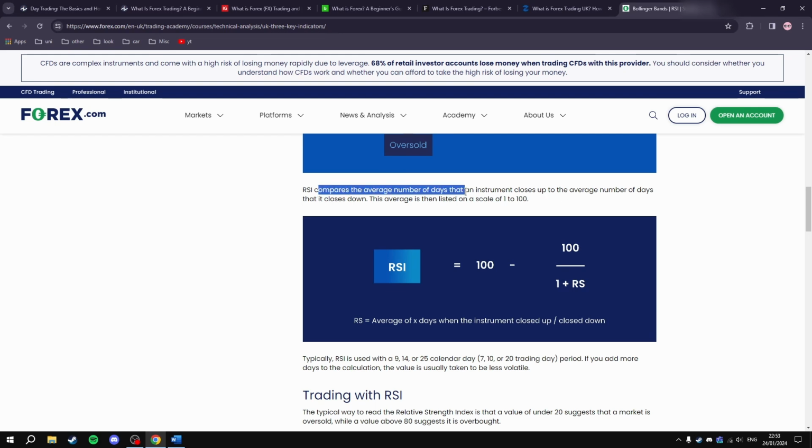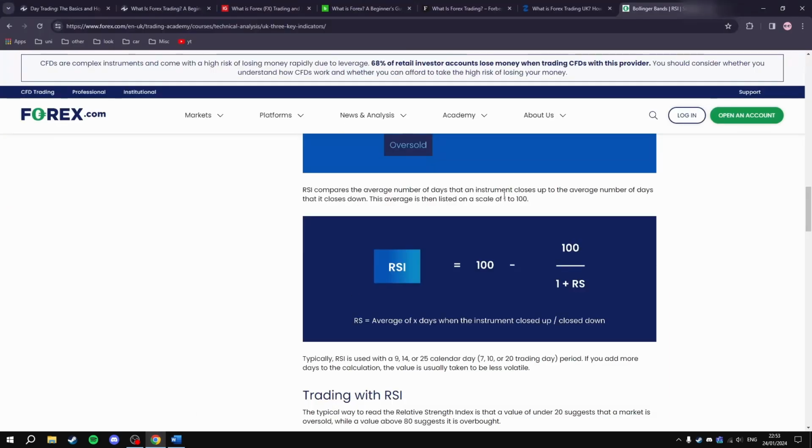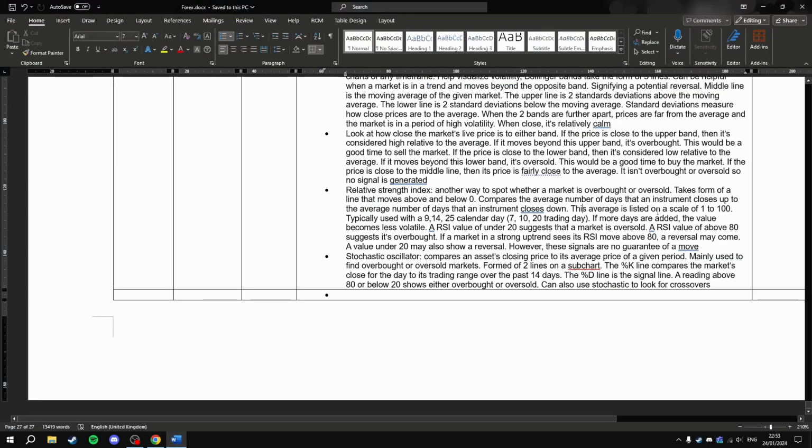It compares the average number of days that an instrument closes up to the average number of days that it closes down. This average is then listed on a scale of 1 to 100.